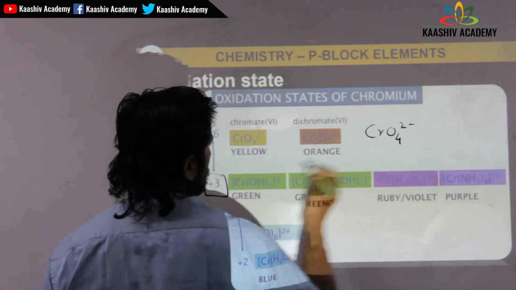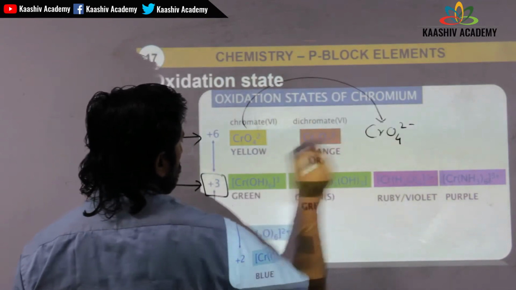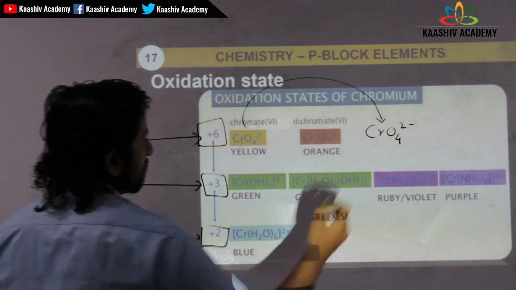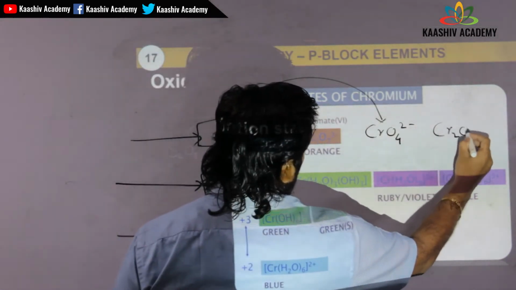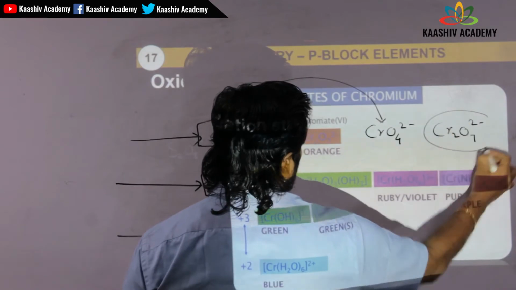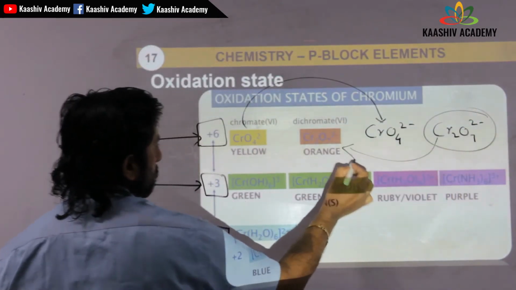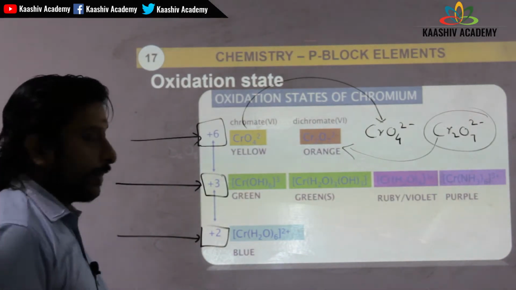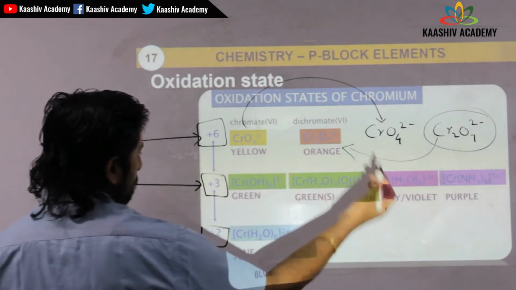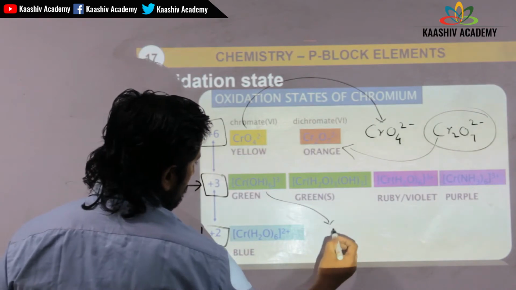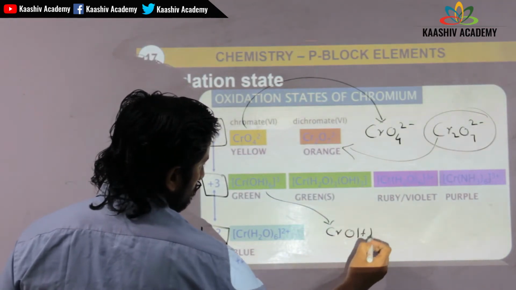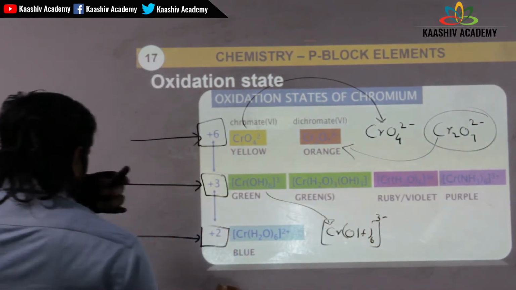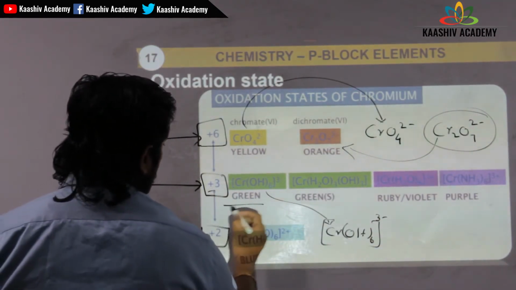CrO4 2-. It has a yellow color and an oxidation state of +6. Cr2O7 2-, it has an oxidation state of +6 with the color orange. And over here we have a few more complex compounds like Cr(OH)6 3-, it has an oxidation state of +3 with the green color.